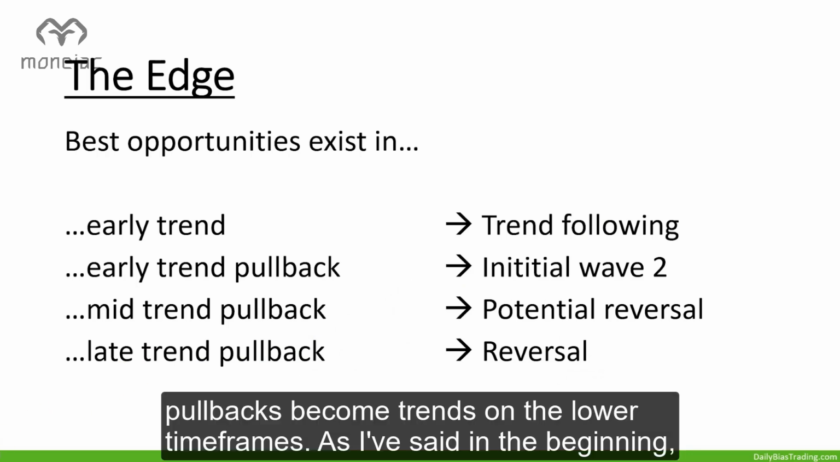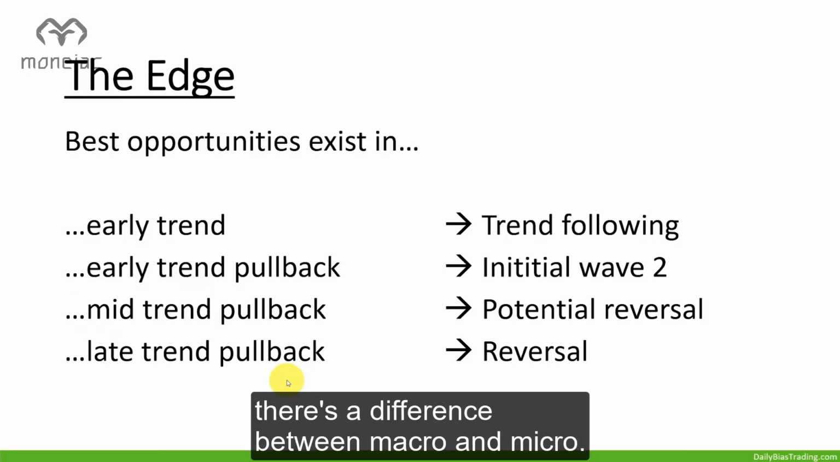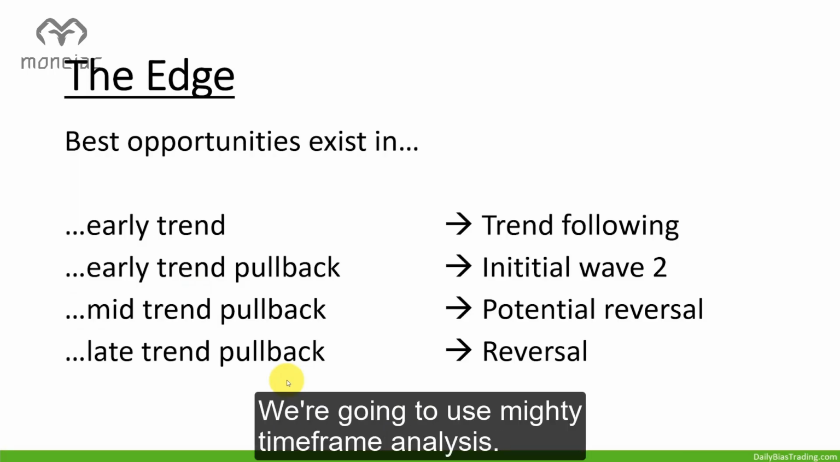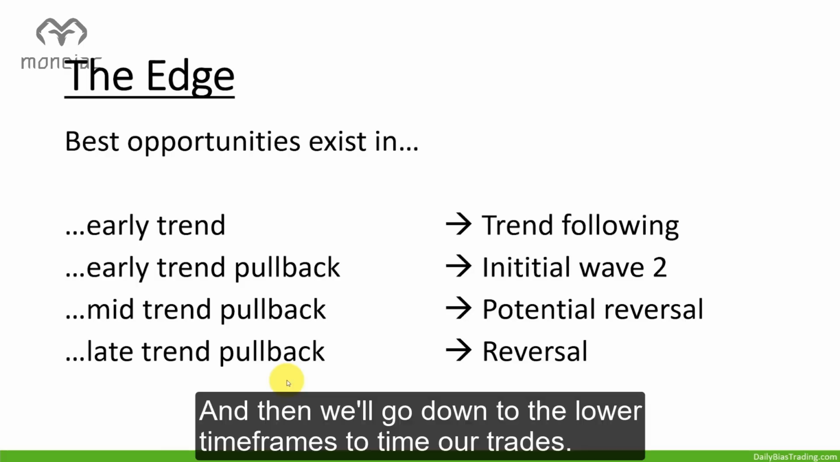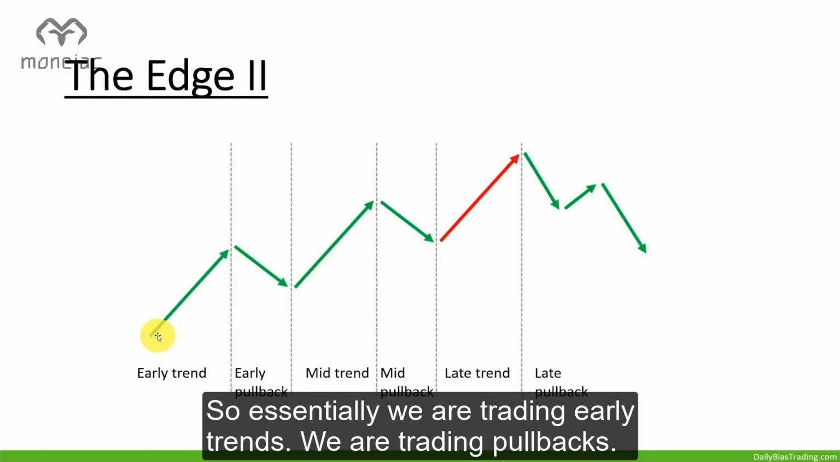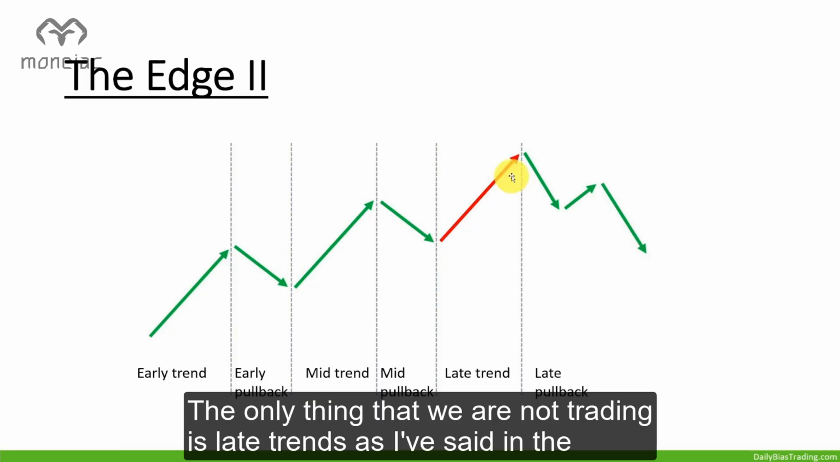However, pullbacks become trends on the lower time frames. As I've said in the beginning, there's a difference between macro and micro. We're going to use multi-time frame analysis. We're going to start on the higher time frames to identify trends and pullbacks, and then we'll go down to the lower time frames to time our trades. So essentially we are trading early trends, we are trading pullbacks. The only thing that we are not trading is late trends.